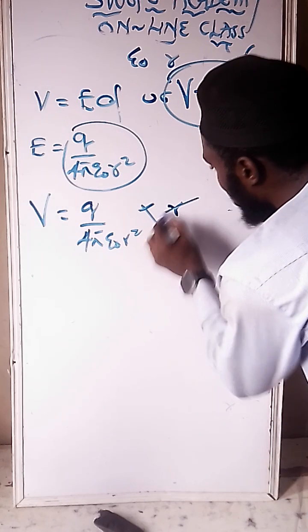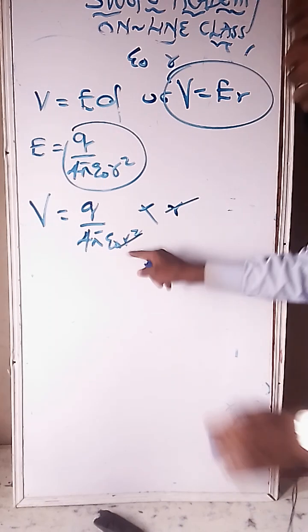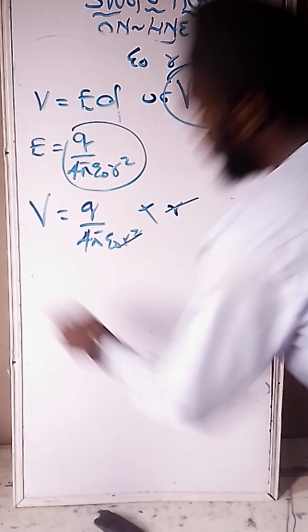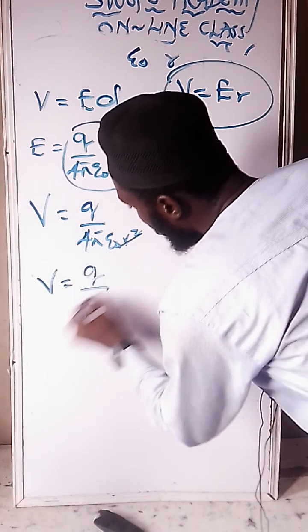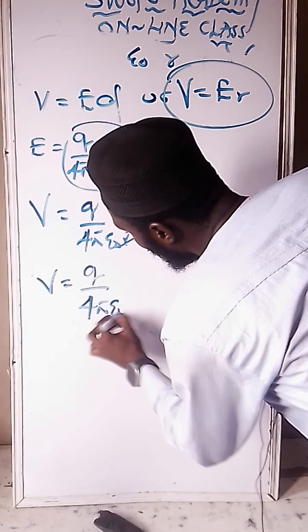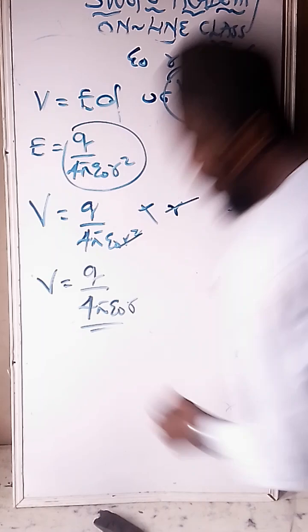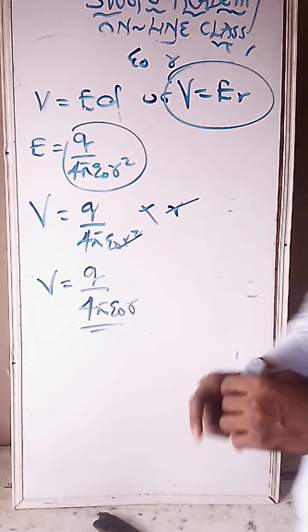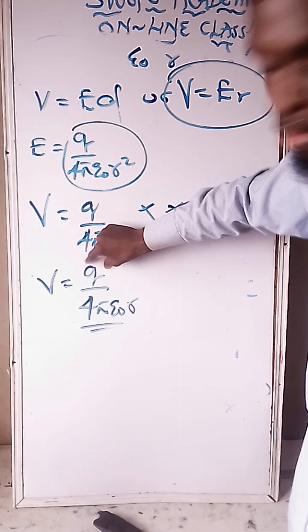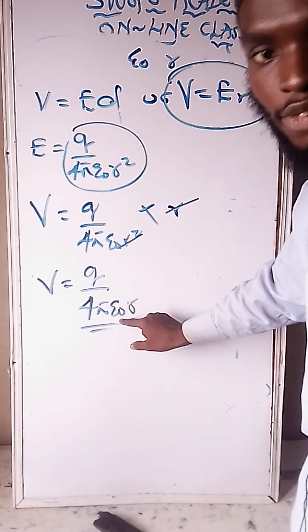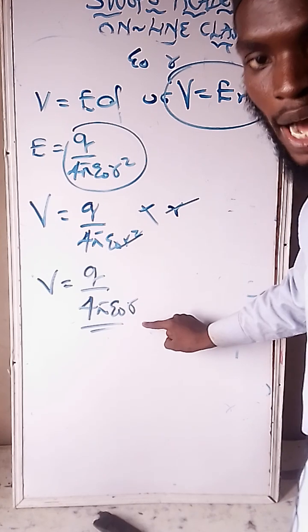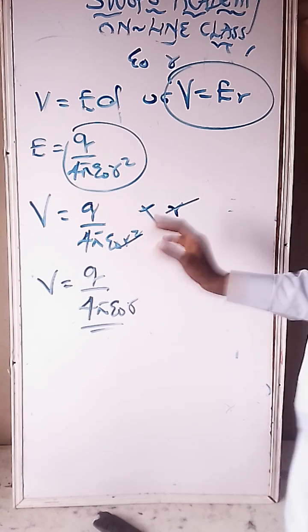Now R here, settle 1 R here. Remain how many R here? 1 R. So V now will be Q all upon 4 pi E naught R. This is another formula for calculating what? Electric potential. Q, pi, permittivity of free space, and distance. So this is the last formula under this.